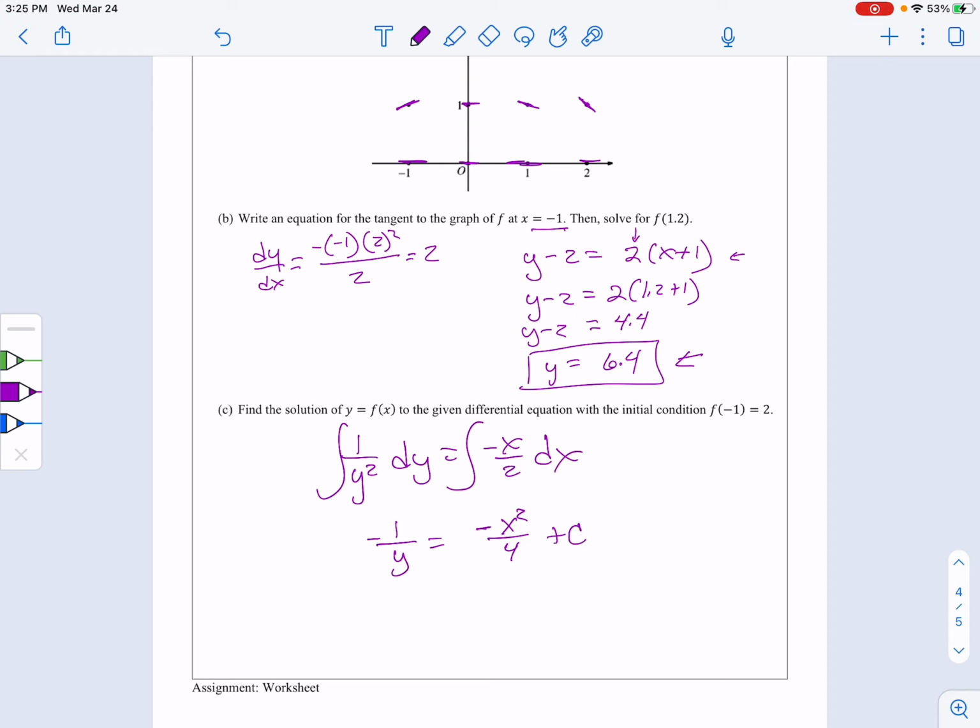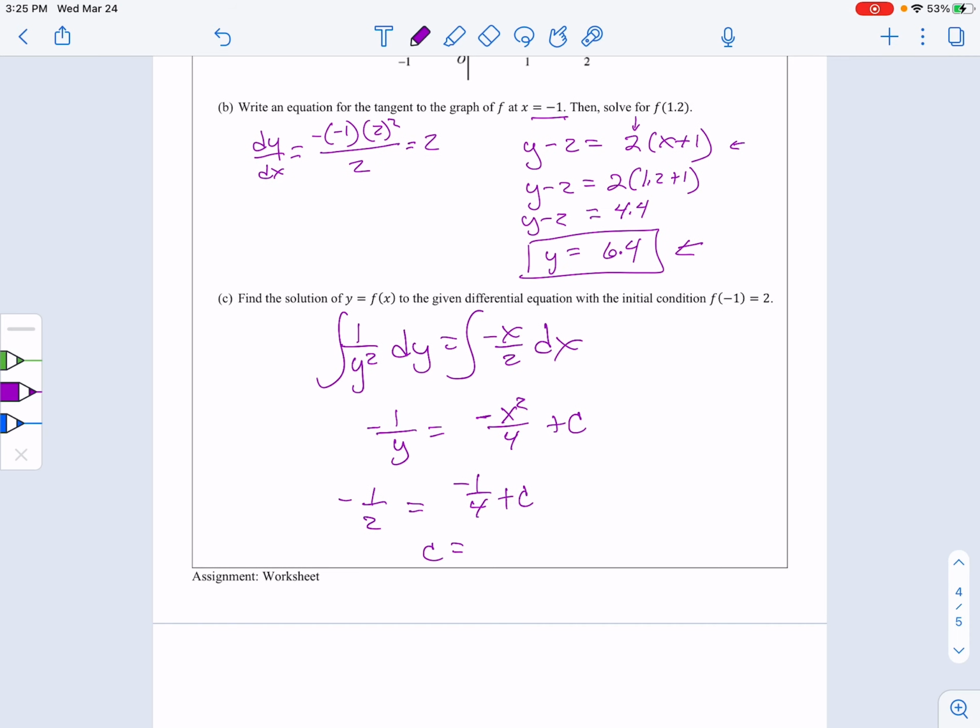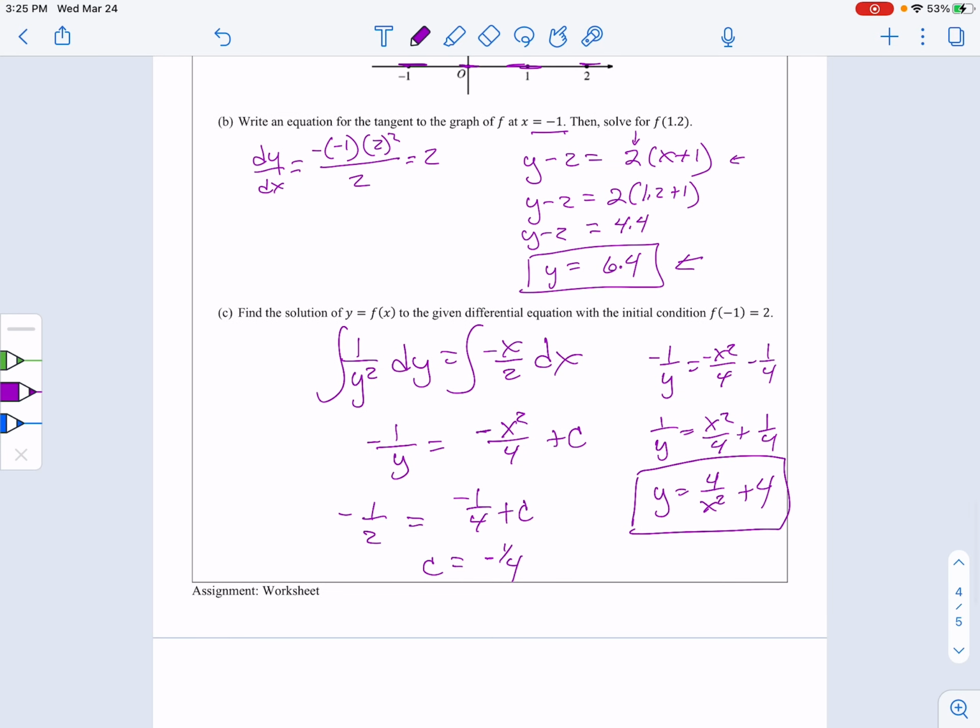Use your initial condition. So I have negative 1 over 2 equals negative 1/4 plus c. So you add a fourth, so you get c equals a negative 1/4. So negative 1 over y equals negative x squared over 4 minus a fourth, multiplied by a negative, and then you take the reciprocal, so you flip it over, and you get 4 over x squared plus 4. Booyah, done.